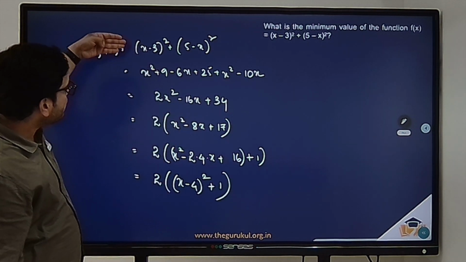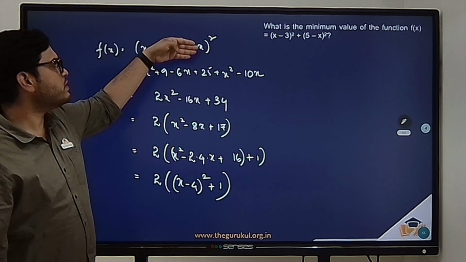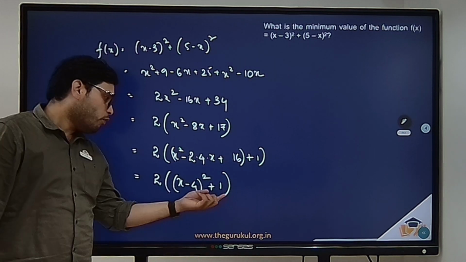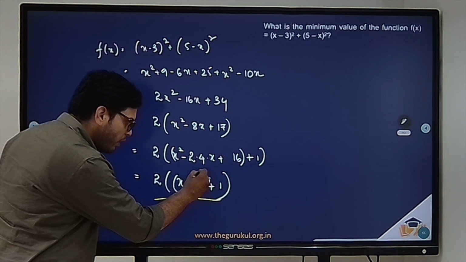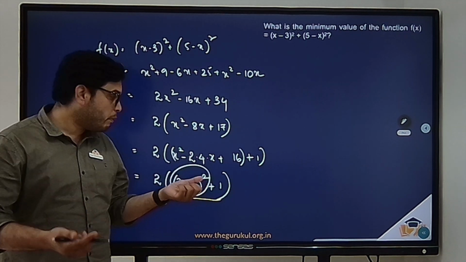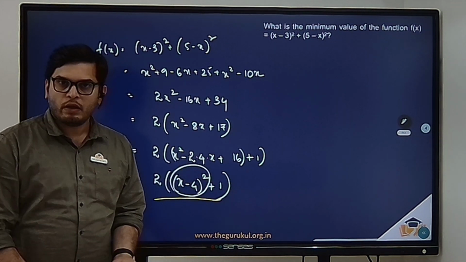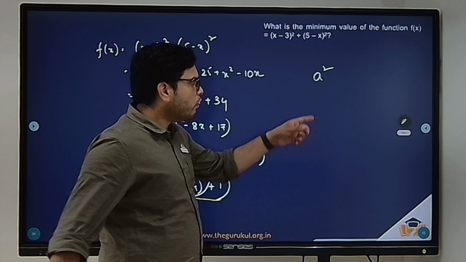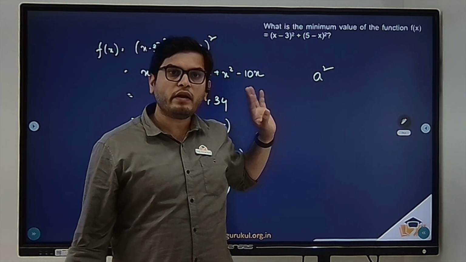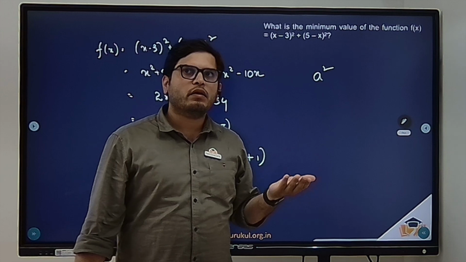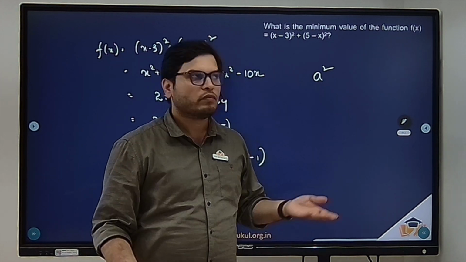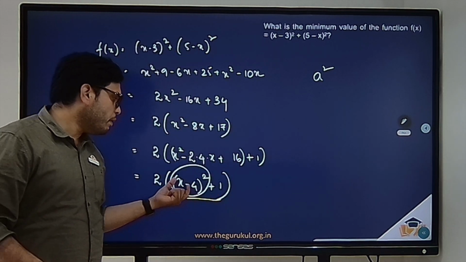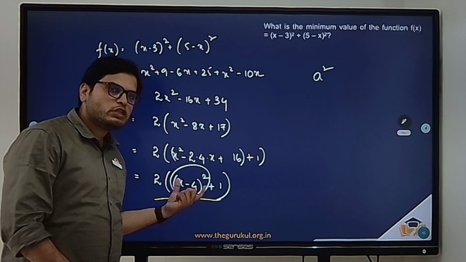So we have condensed (x minus 3) whole square plus (5 minus x) whole square to 2 into (x minus 4) whole square plus 1. Now what would be the minimum value of this? This expression will attain minimum value when (x minus 4) whole square is minimum, right? So what is the minimum value of, let us say, a square? Now this is always non-negative, right? So the minimum value of any variable to the power of even number will be 0, right? So this will be minimum when a is equal to 0. Similarly, this expression will be minimum when this part (x minus 4) whole square is 0.